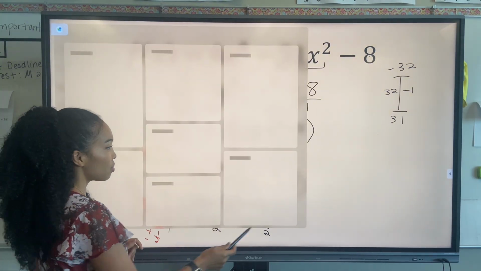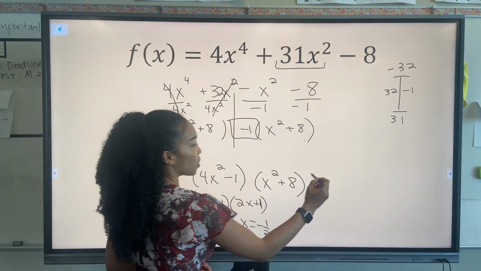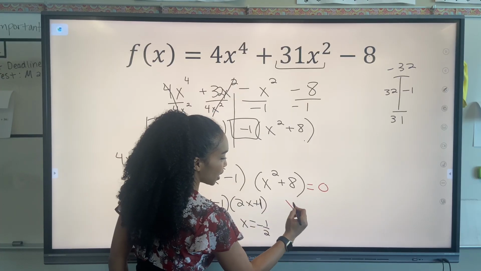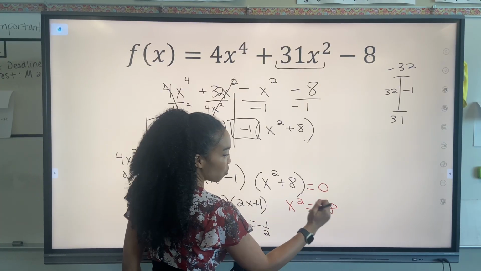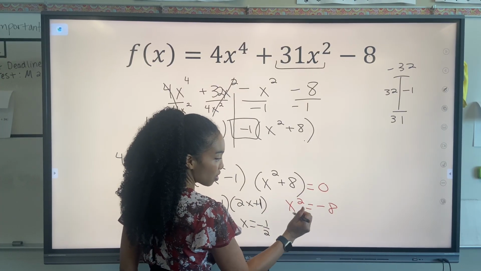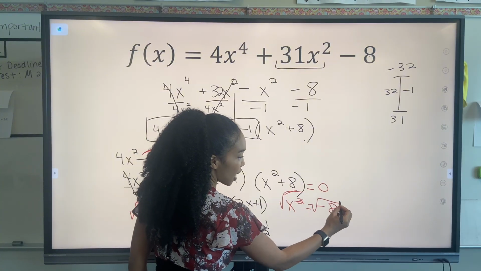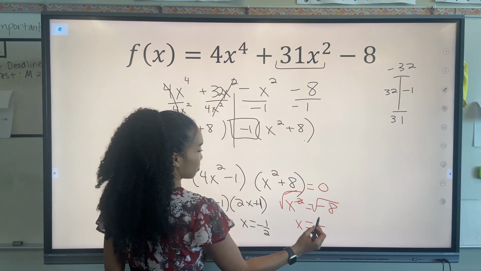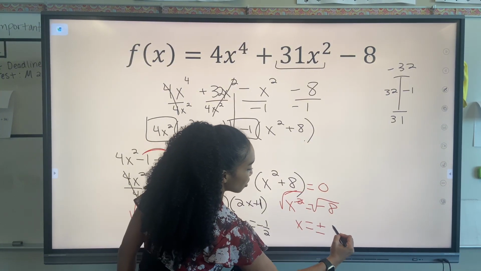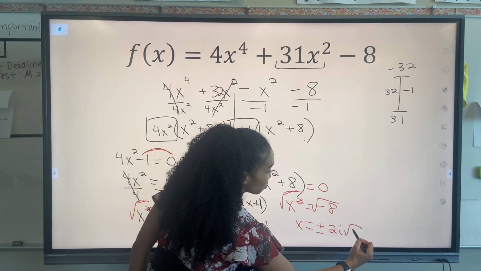Okay? All right, this one, we're gonna set it equal to 0. So you get x squared equals negative 8 when you move that positive 8 over. You're gonna square root both sides. You should get x is equal to plus or minus 2i square root of 2.